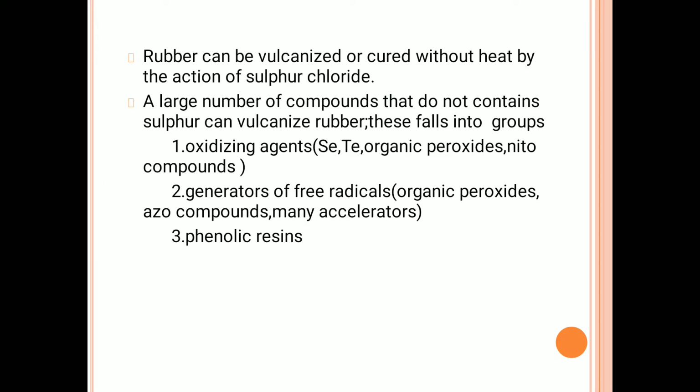Rubber can be vulcanized or cured without heating by the action of sulfur chloride. A large number of compounds that do not contain sulfur can vulcanize rubber. These can be categorized into three different groups. They are oxidizing agents, with examples such as selenium, tellurium, organic peroxides, nitro compounds, etc. Second is generators of free radicals. Examples are organic peroxides, azo compounds, and many accelerators. The third category includes phenolic resins.